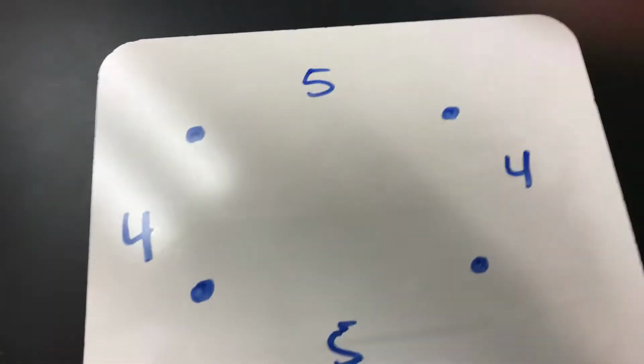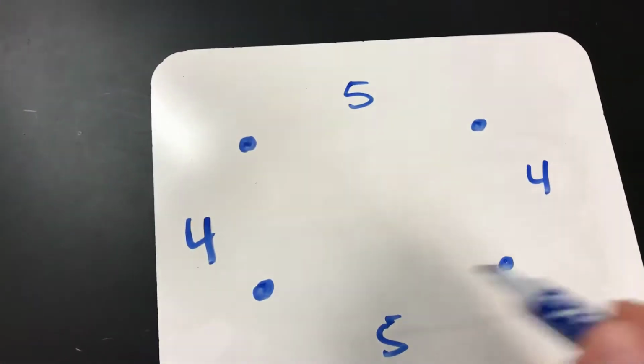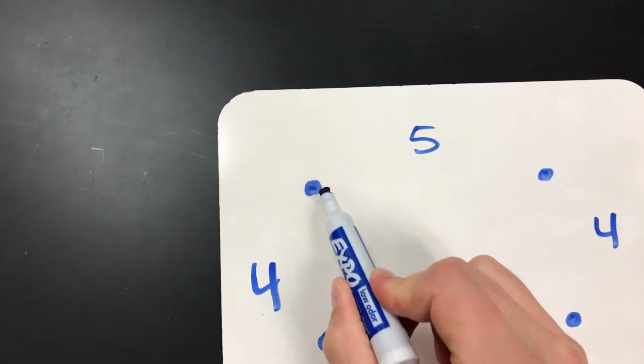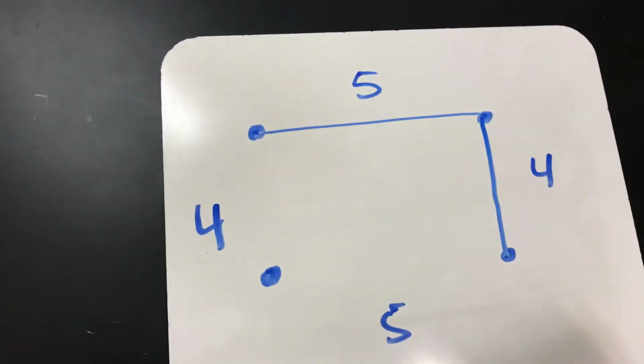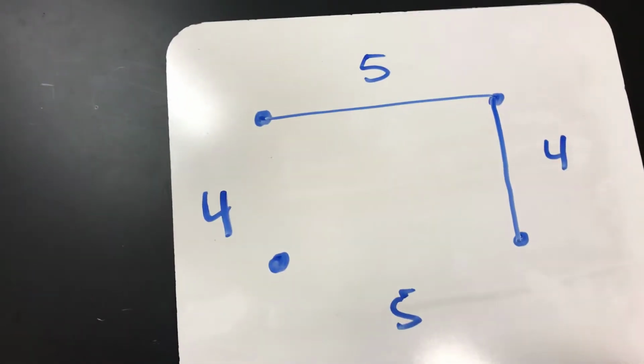So distance is the total amount traveled. Pretend these are 4 location points. If we're starting up here, and you travel from here to here, down to here, your total distance would just be 5 plus 4, which should be 9.